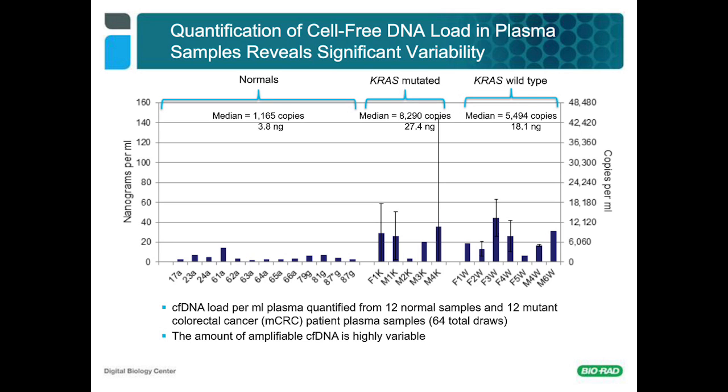The median value of cell-free DNA for the normal samples was 3.8 nanograms, while the KRAS mutant samples had a median value of about 30 and the KRAS wild types a median value of about 20. These numbers are concordant with other studies published.